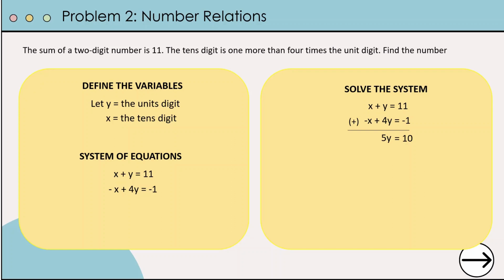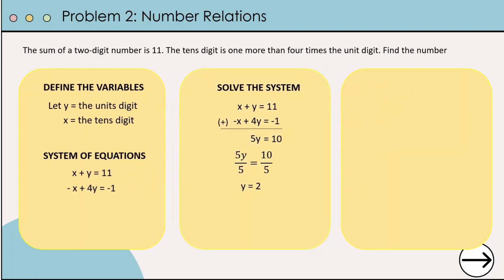Now, let's solve for y. We divide both sides of the equation by 5. We have here 5y over 5 is equal to 10 over 5. We simplify, y is equal to 2. Now that we already solved for y, this time let's solve for x.